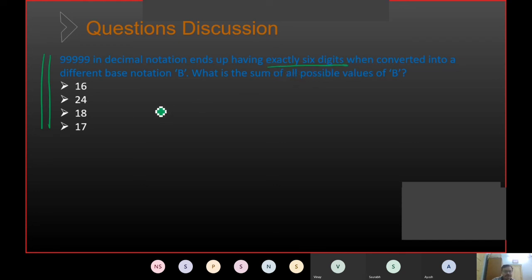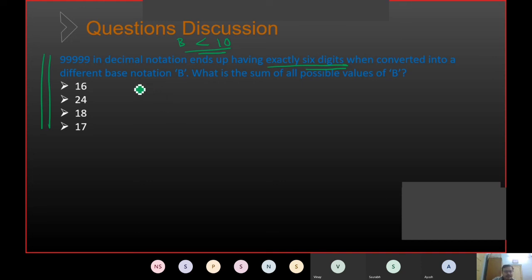So how do you do this? Look for 6. First of all, if the number of digits is increasing, it means the value of B possible must be less than 10. So B must definitely be less than 10. And of course, it should not be very much less than 10 also. If it is very much less than 10, then you might have 7, 8, 9, 10 digits. It must be slightly less than 10.